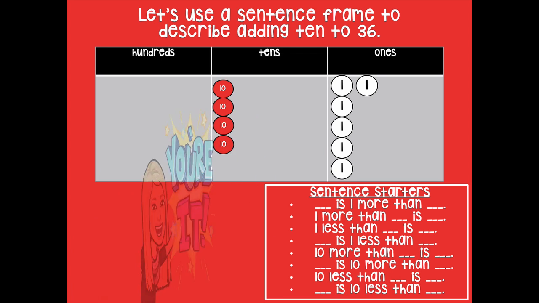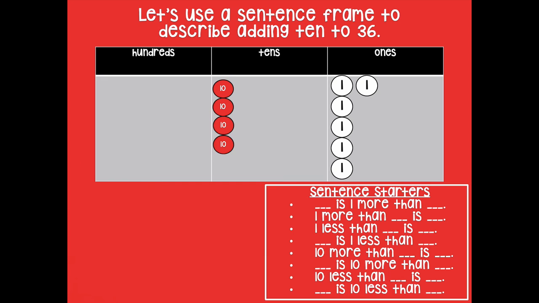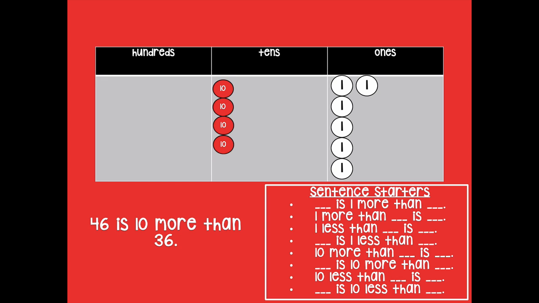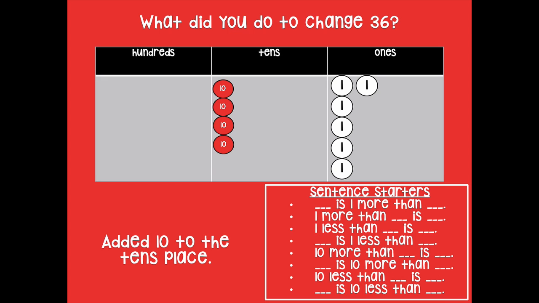So I could say, let's do this one together. I could say 46 is 10 more than 36. What did we change? What did we do to 36? Or what did we do to change 36? Right, we started with 36 and we added 10 to the tens place. So that gave us 46.